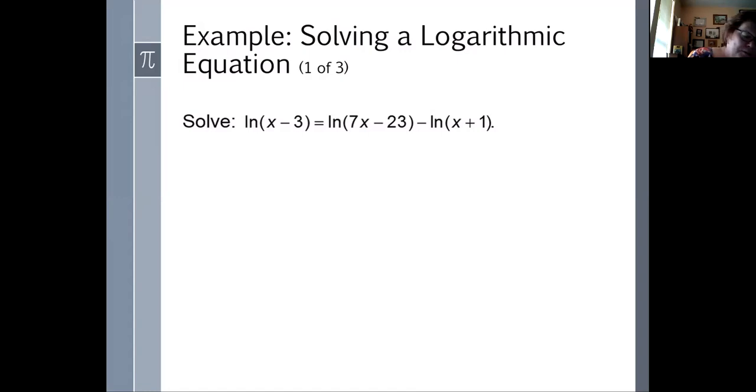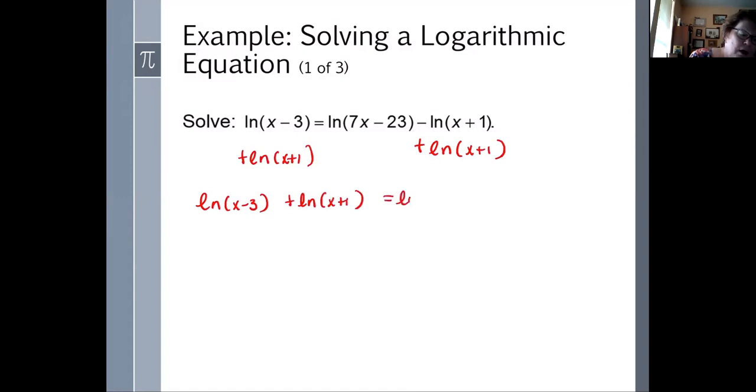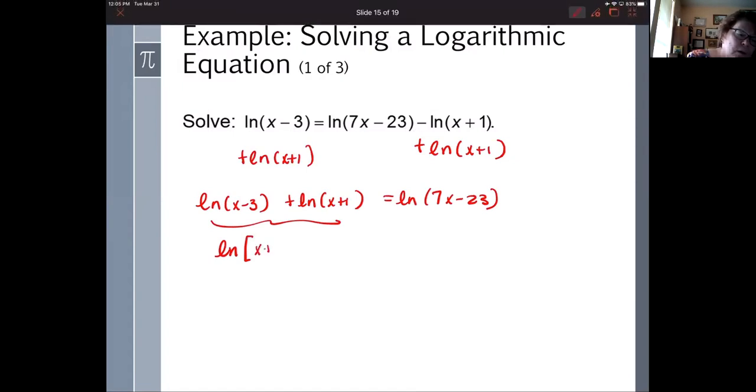So you can handle it either way. I could add the natural log of x plus 1 to both sides and get the natural log of x minus 3 plus the natural log of x plus 1 equals the natural log of 7x minus 23. And I can combine these. I can condense the left-hand side by writing that as a product. So that's the natural log of x minus 3. Good thing I have an eraser, huh?